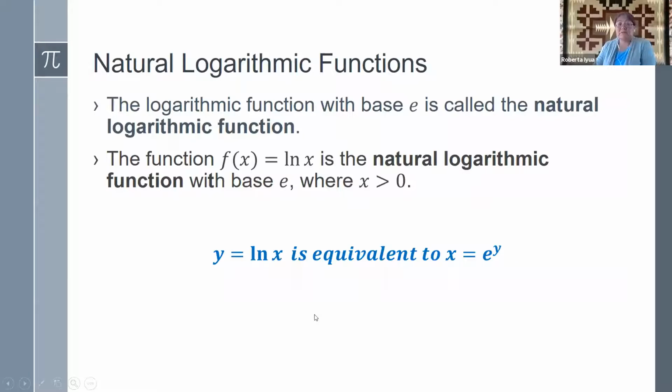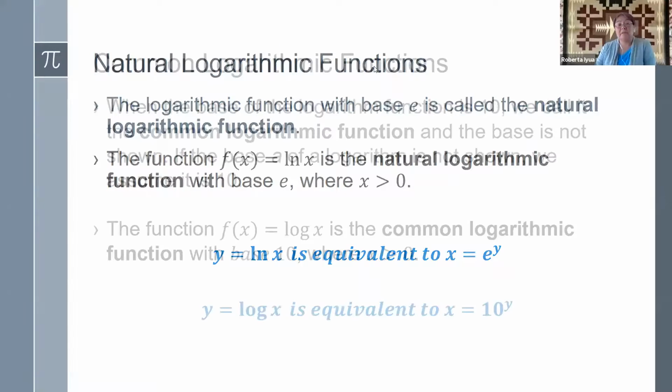This was a natural log function. The log function with base e is called the natural log. The function f of x equals the natural log of x is the logarithm with base e, where x is greater than 0. So y equals the natural log of x is equivalent to x equals e raised to the y.